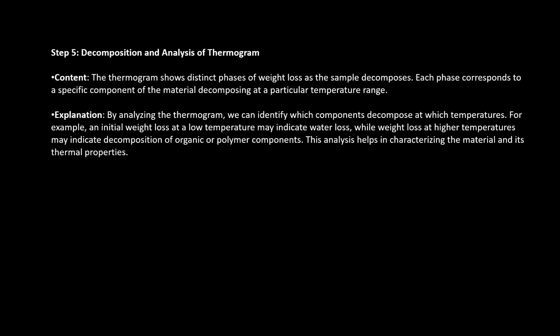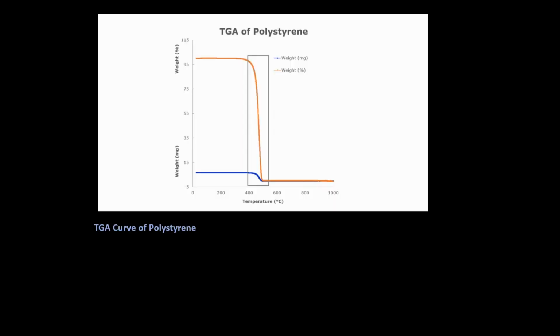Fifth step is decomposition and analysis of thermogram. The thermogram displays distinct stages of weight loss, each representing decomposition of specific components of the sample within a particular temperature range. Analyzing the thermogram reveals the decomposition temperature of various components. For instance, weight loss at lower temperature may signify water evaporation, while weight loss at higher temperature could indicate the breakdown of organic material or polymer. This analysis is key to understanding the material's composition and thermal behavior.